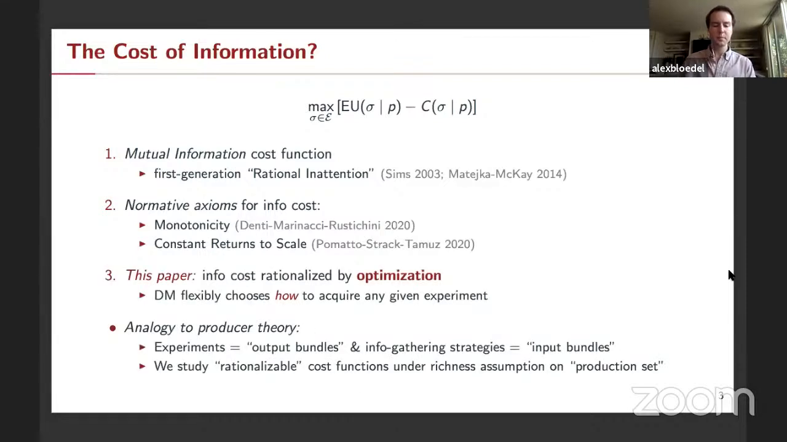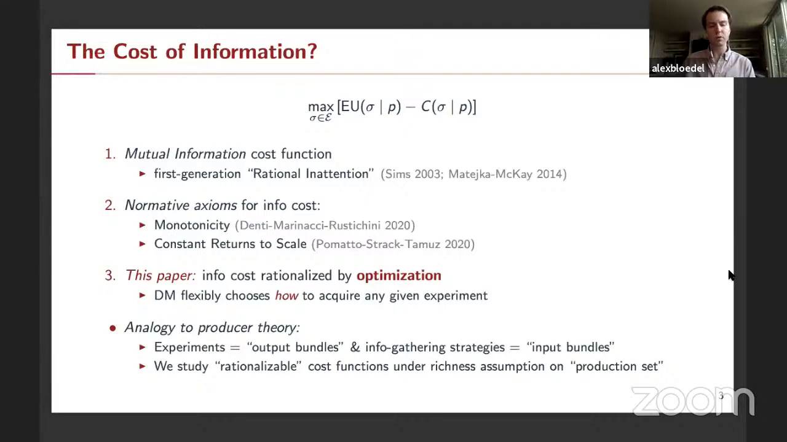The approach that we take in this paper is in some sense closer to the axiomatic one, but differs in that we consider the meta-axiom, if you will, of optimality. And in particular, we study the kinds of cost functions that can be rationalized by some underlying optimization process in which the decision maker chooses not only which experiment to acquire, but also can flexibly choose how to acquire her chosen experiment. So I'll unpack this over the next couple of slides.